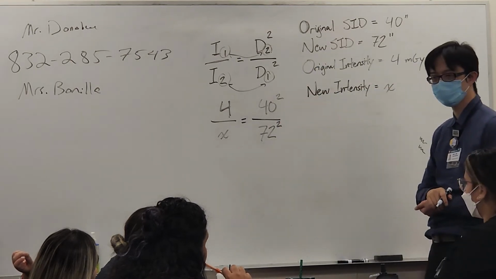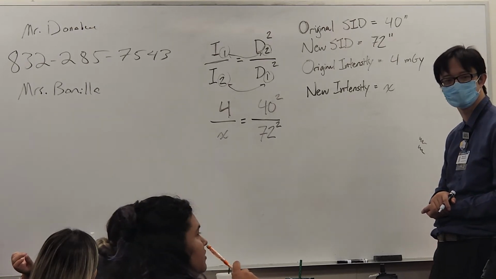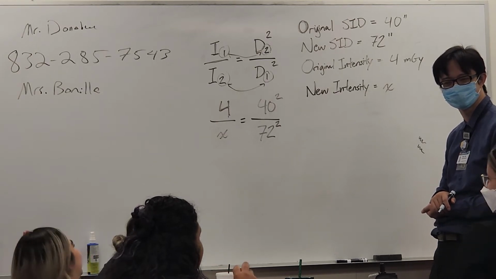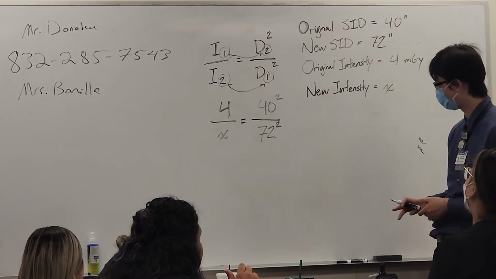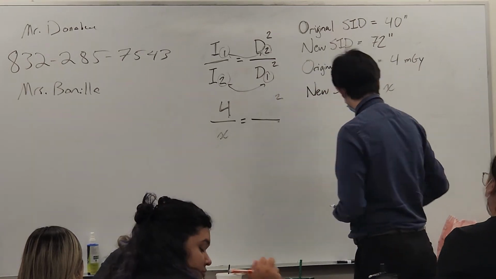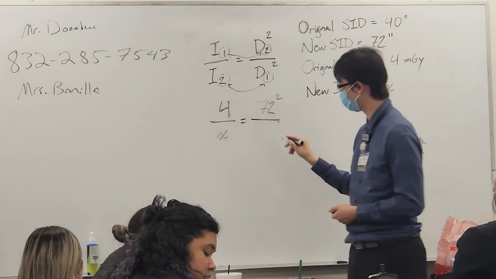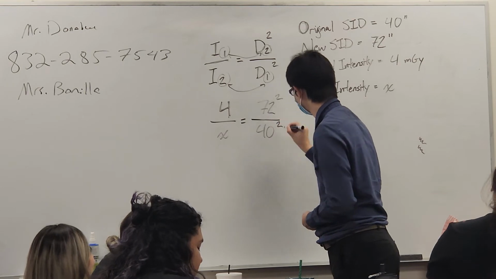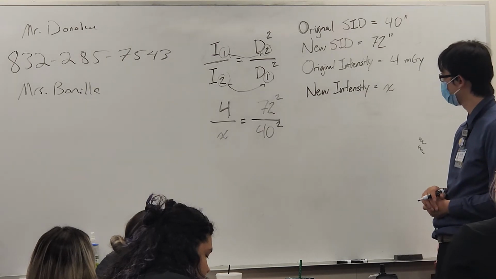All right. So the new SID is 72. Why did you put 40? So, what do you think, Carlo? This should be backwards. So what goes on top then? 72. Okay. What goes on the bottom? 40. Are we okay like that? Better now? Okay, good.